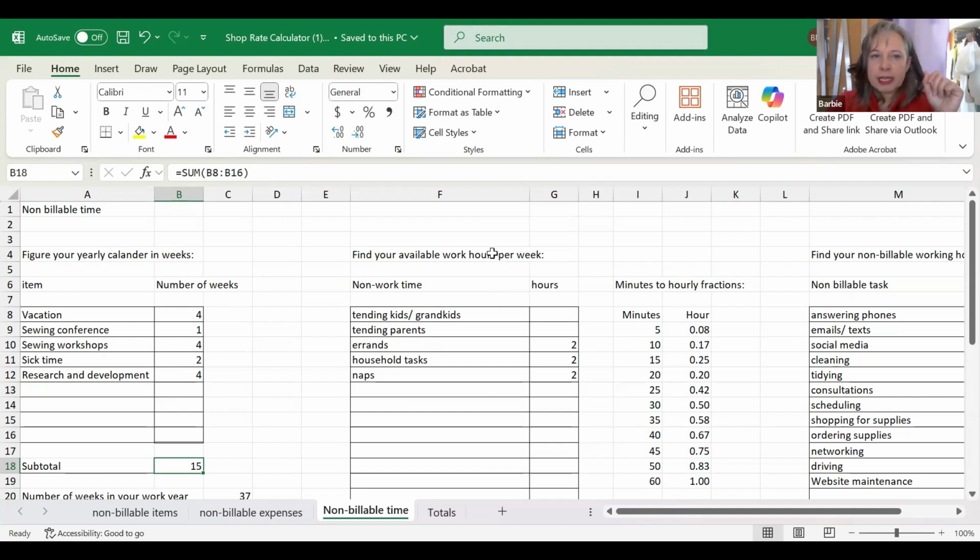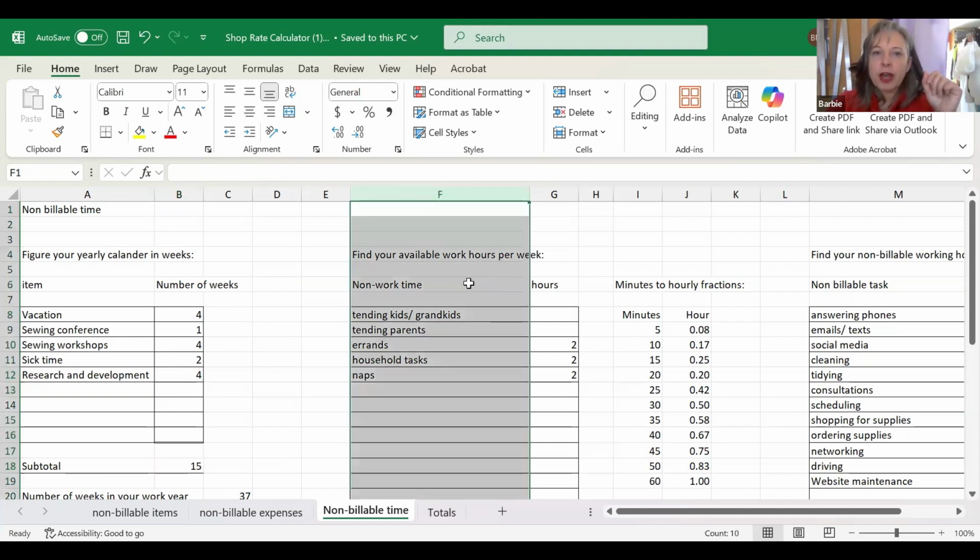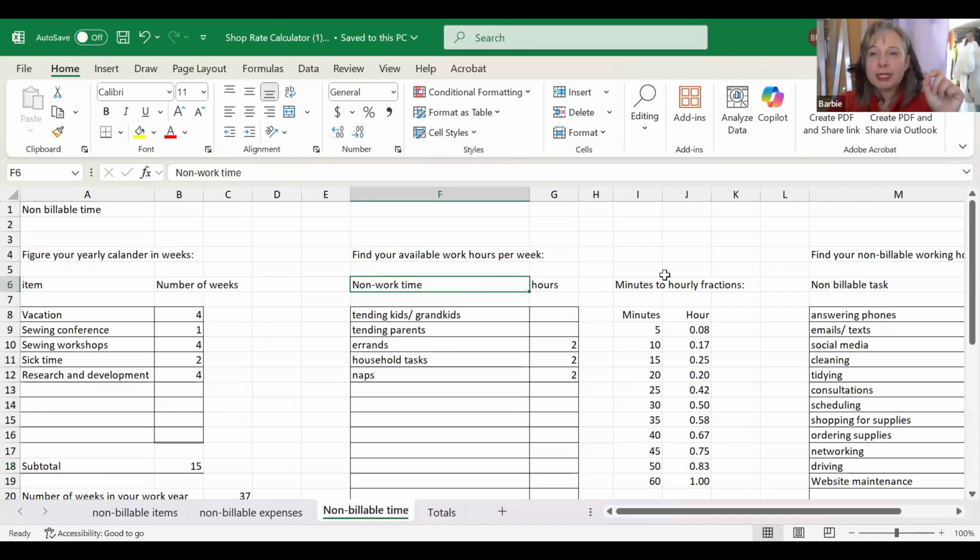Now, the second column is find how much you are available. How many hours are you available to work per week? Because it is generally less than we think it is.